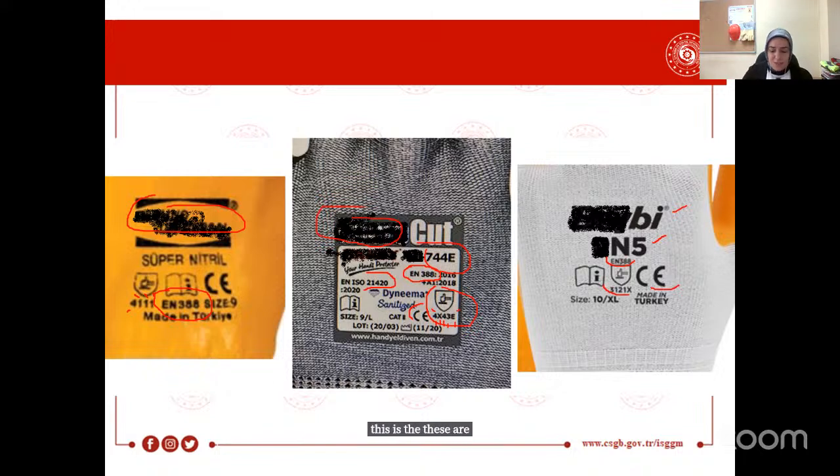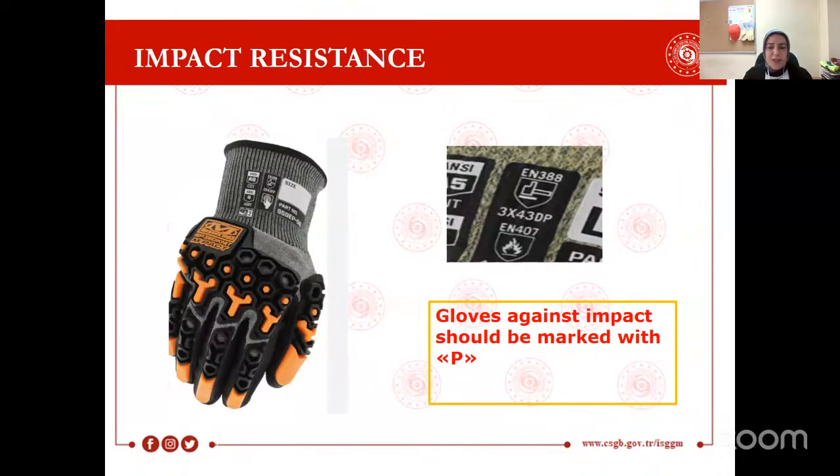These are examples for labels of mechanic gloves. We can see CE mark on each glove. We can see brand and models of the glove. Here is a glove against impact resistance. On the label of it, we can see the p-value. Here is the p-value. This letter shows us that the glove is against impact resistance. Sometimes we don't see anything on the glove as a 6th value. At those times, we can say that the product is not subjected to the impact test.